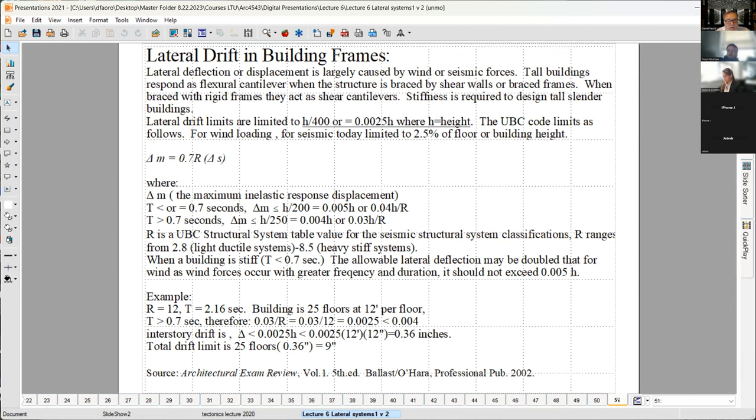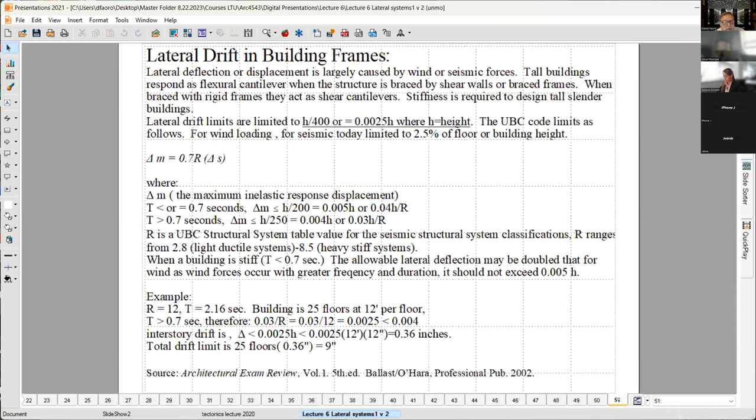T is less than 0.7 seconds: delta M is H over 200, or 0.005H. T is greater than 0.5 seconds: H over 250, or 0.004H. When a building is stiff, where T is less than 0.7 seconds, the allowable lateral deflection should be double that for wind, as wind forces occur with greater frequency, but shouldn't exceed 0.005H. And H is our building height.